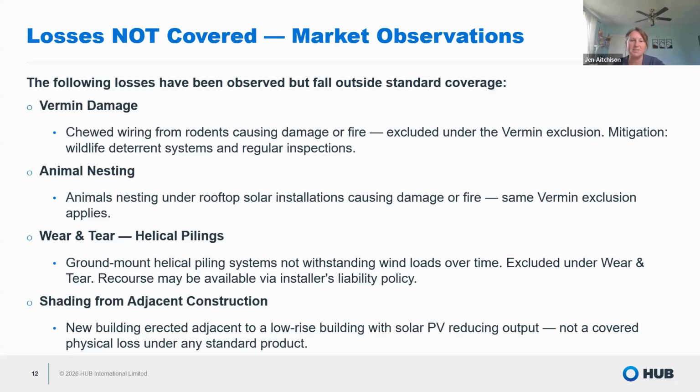And shading from an adjacent construction. We've seen this as well. It's not something that's claimable, but if somebody builds a building next to a building with solar and now it's shaded, there's no insurable claim there. If you have a quarry close by, the dust that settles on top of the solar panels is not covered as a loss. This comes down to where you're installing and making sure if you're on the installation and or O&M side that you're well aware of the surrounding areas and some of the potential exposures for lack of performance.